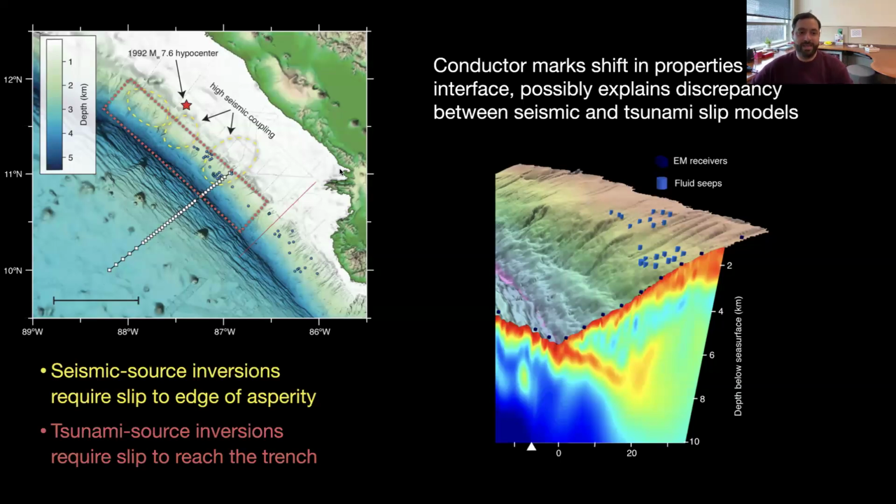And so our thinking is that maybe this has to do with the structure that we're imaging. I'll go back a slide here if I can. I probably cannot, and that's okay. Let's see, actually I can.